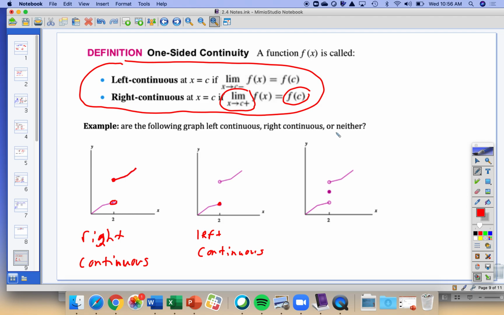This one is neither left nor right continuous, and that's okay. It's allowed to be neither, and that's because both sides of the function have an open hole, and then I have this point in the middle that defines the function value. Okay, so you're only looking at left and right continuity when you have a jump discontinuity, and your function can be left continuous, right continuous, or neither if you have a jump discontinuity.